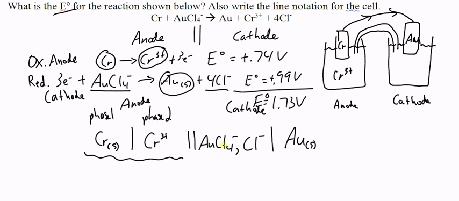I separate substances that are in the same phase with a comma. If substances are in different phases, then I separate them with a single solid line. Substances that are part of the two different compartments, anode and cathode, I separate with two solid lines. And so up here now, I can put AuCl4- and Cl-. So, looks like I've now turned a galvanic cell sketch into line notation, or through this line notation, somebody would be able to interpret it to understand that this is the galvanic cell that is, in essence, being formed. So I hope this clears up line notation for you.